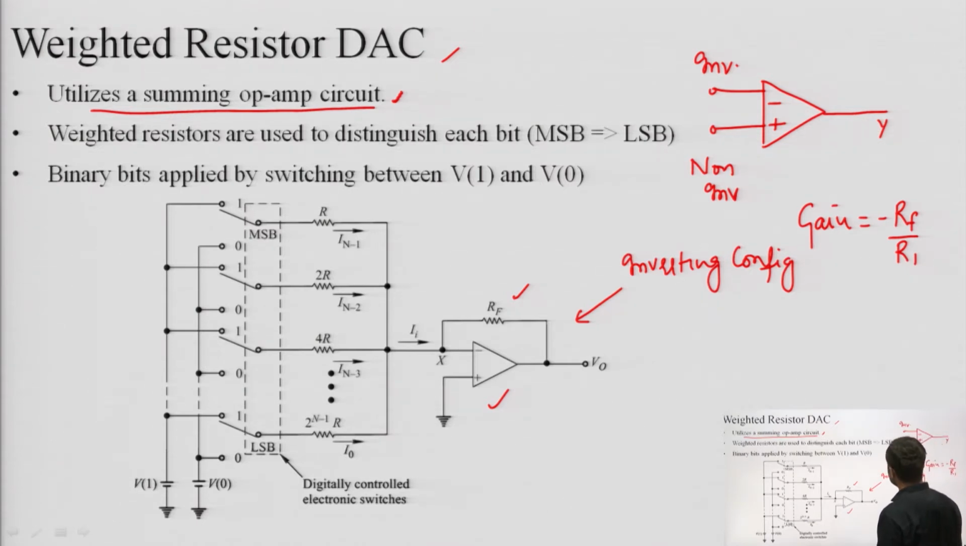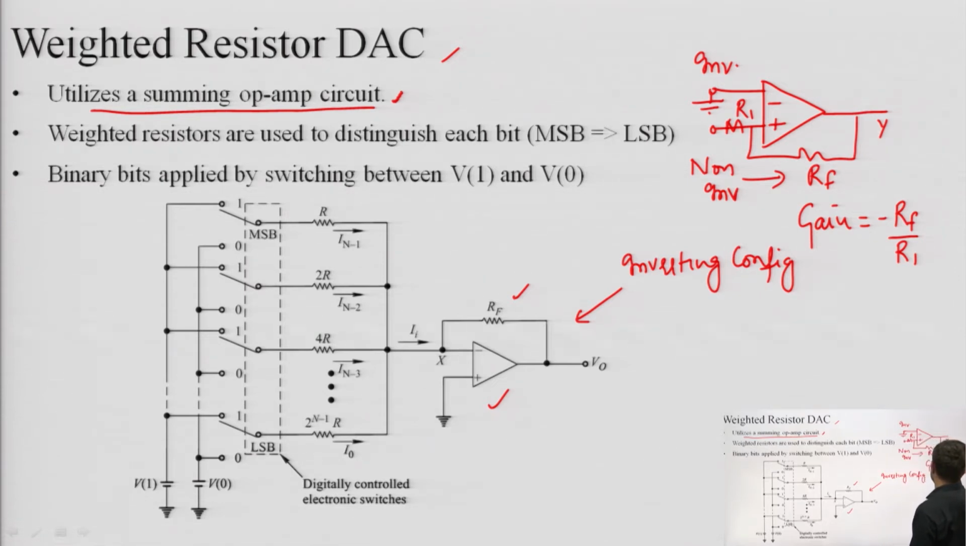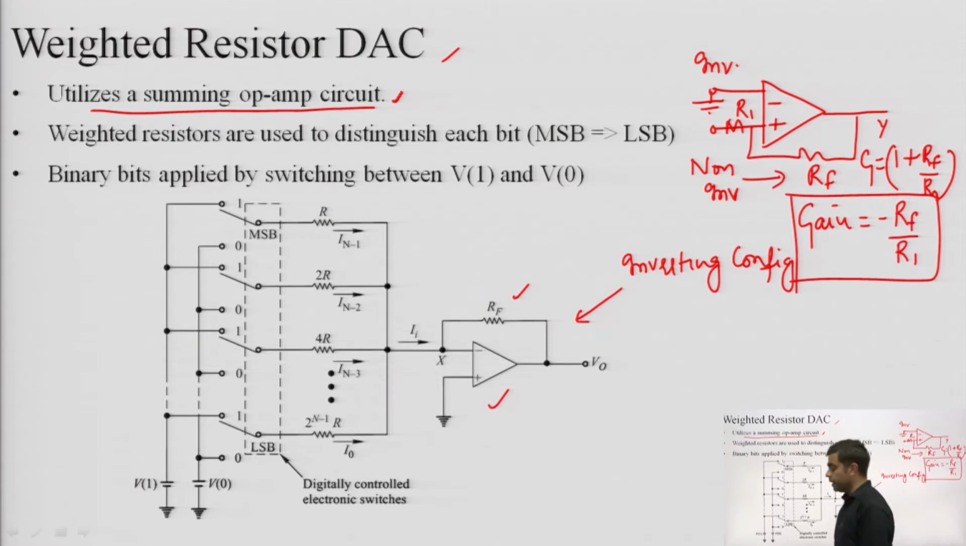minus Rf upon R1. Similarly, in case of a non-inverting configuration, if there would have been a resistor here, this Rf and this R1, then for non-inverting configuration, gain would have been 1 plus Rf upon R1. But we are not going to use the non-inverting configuration. So I will be mainly focusing on this inverting gain, which is equal to minus Rf by R1.